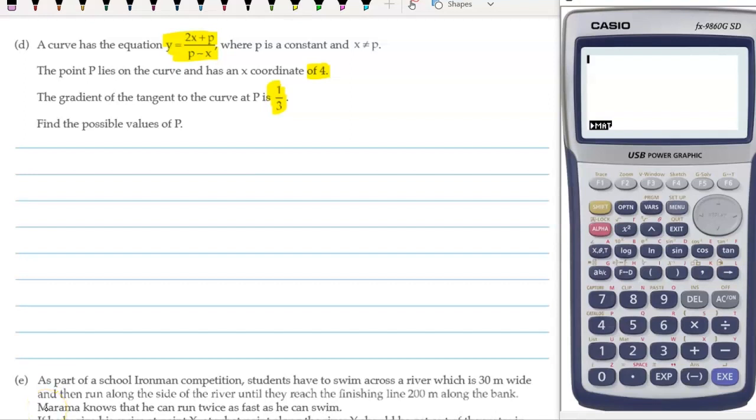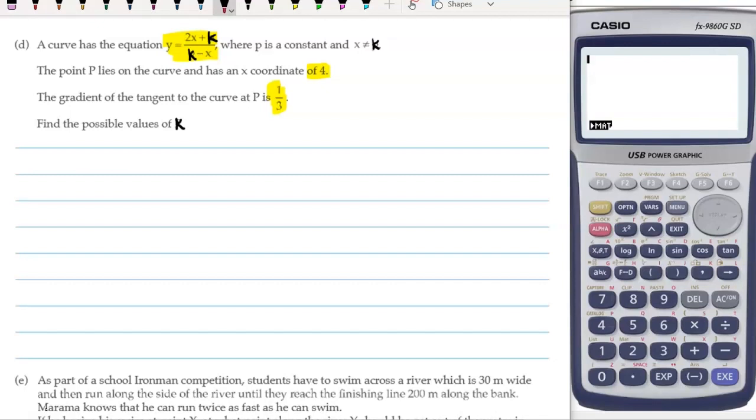Having checked through the answers to this one, I think there's actually a typo in this question because the answers are in terms of k. So I'm going to do it in terms of k. Where we've got a lowercase p, let's turn that into a k. x cannot be equal to k. And we're finding all the possible values of k to answer this. Okay, let's carry on with that.